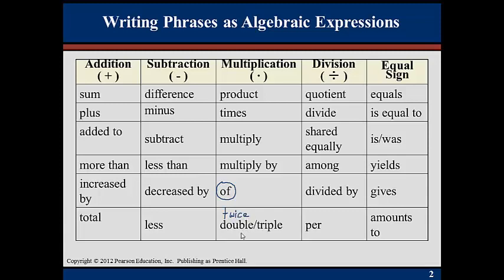That's 2 times. For division, it's quotient, divide, shared equally, among, divided by, and per. And then the equal sign, we have equals, is equal to. The verb is or the verb was means equal, yields, gives, and then amounts to. You can find this table in your book on page 595.